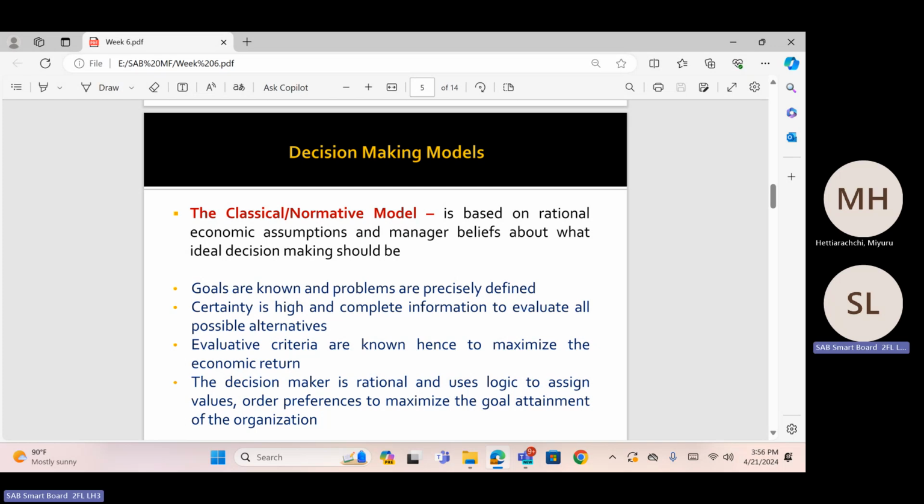These can be mostly seen in making operational decisions. They are very routine, less complex. But in setting decision aims, in all decisions, the decision maker should follow these guidelines mentioned in the economic or rational model.